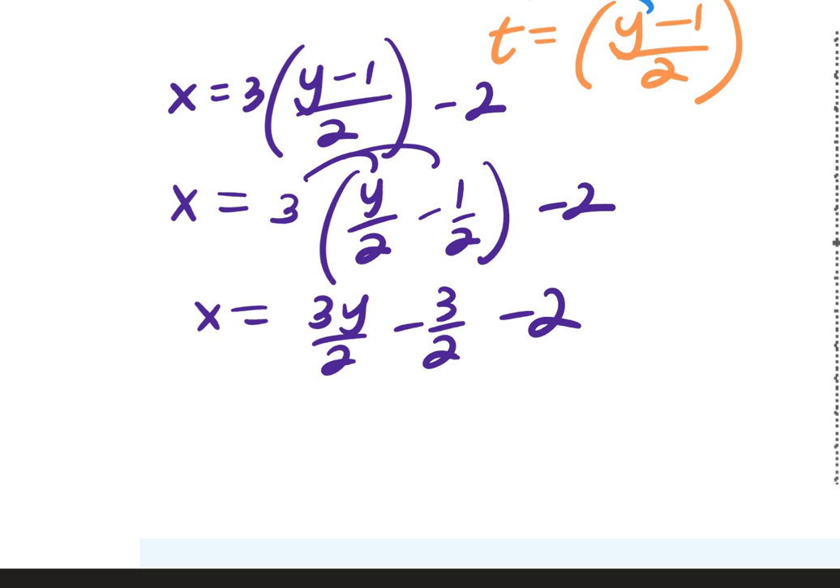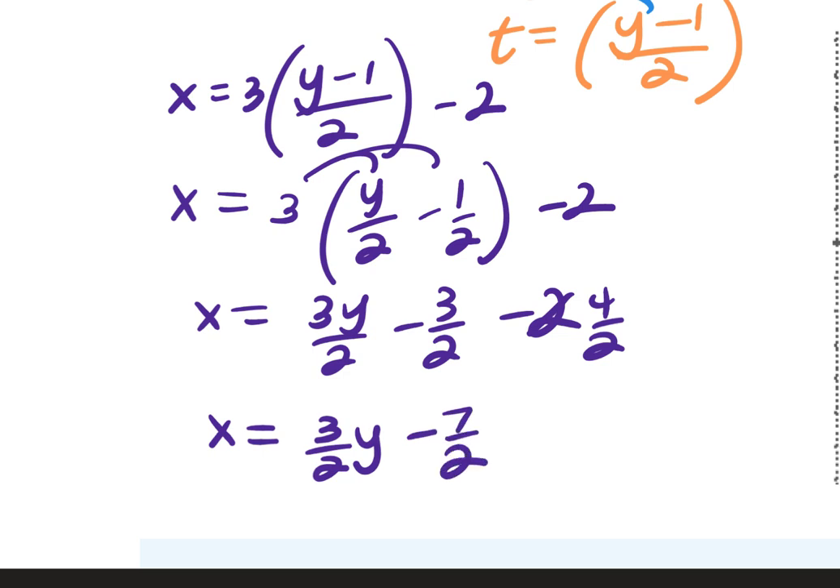What kind of graph do you think this is eventually going to be? What's true about both the powers on x and y? It's linear because they're both raised to the first power. So I want to get this in slope-intercept form. So it's messy right now, but eventually I want to get it into y equals mx plus b so I could graph it. So this 2 changes to 4 over 2. I get x equals 3/2 y. And then minus 3/2 minus 4/2 is -7/2.